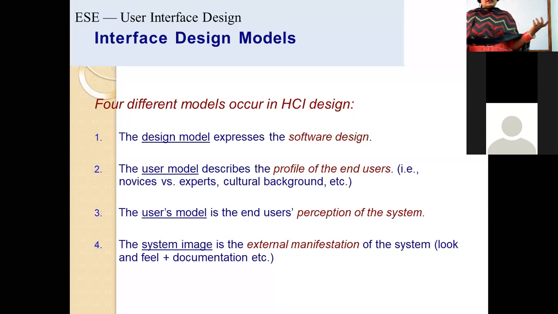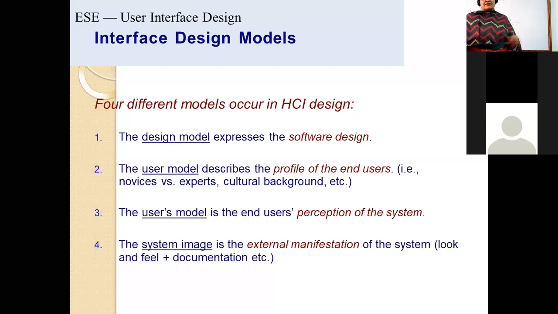Next, the user model is the end user's perception of the system. Like if I am using this application, this software Zoom, the developer must think from the user's perception how the person is going to use that system. He will not develop the system from his perception, he will develop it from the user's perception, how he or she or any organization is going to use that system, or students, or teachers, or corporates are going to use a particular Zoom application or this software. The system image is the external manifestation of the system.